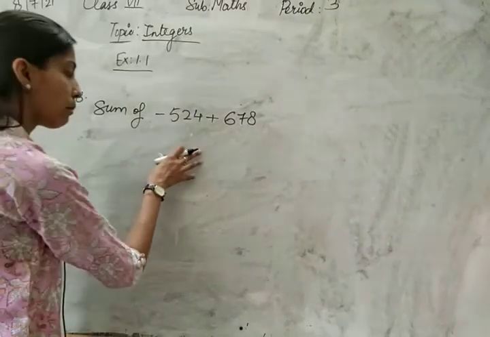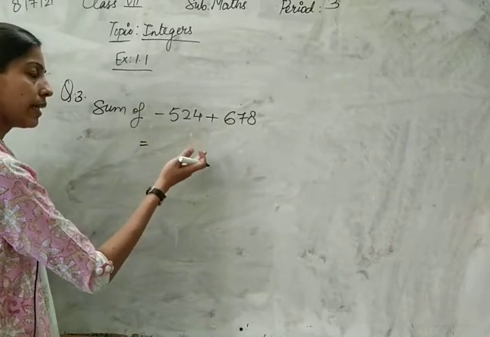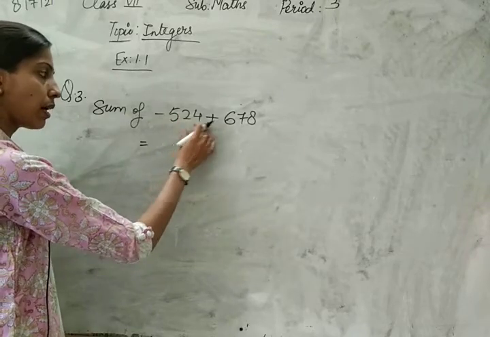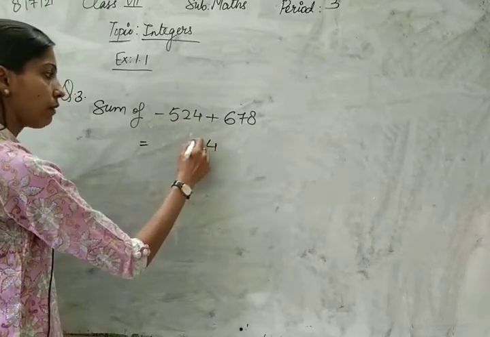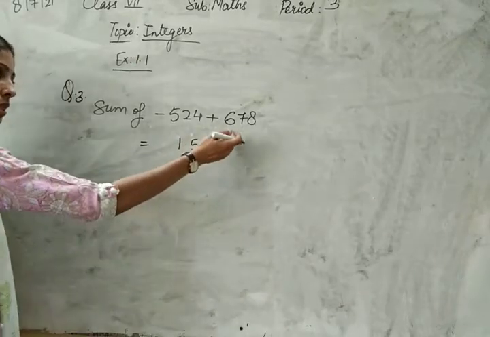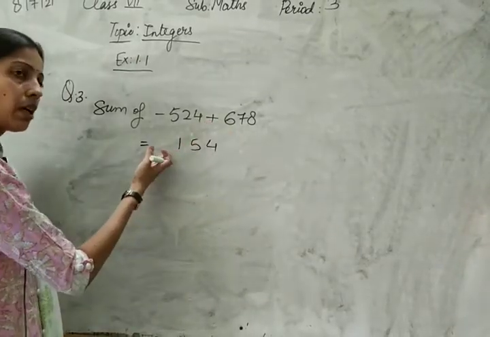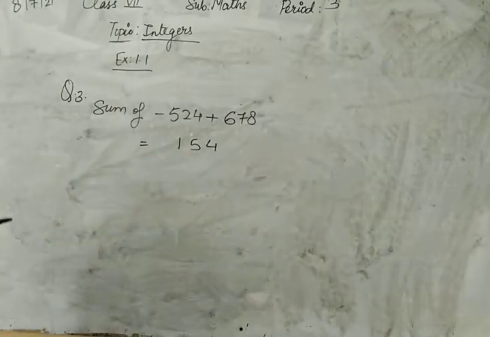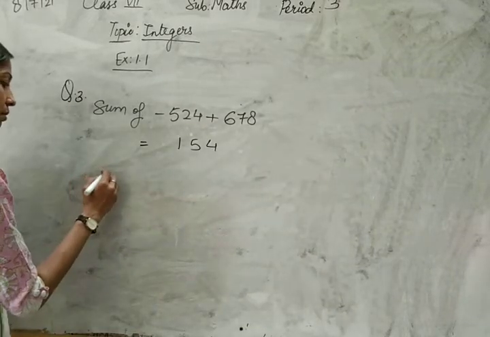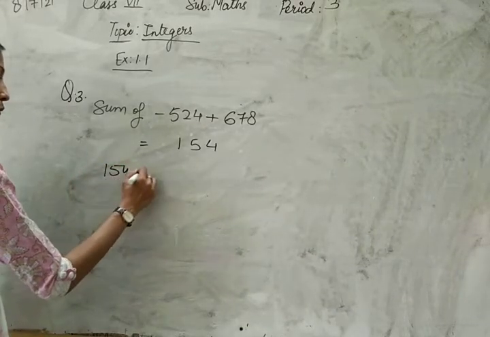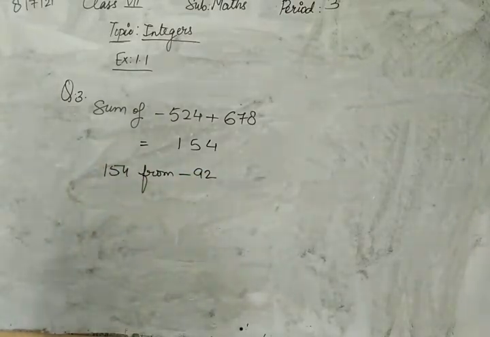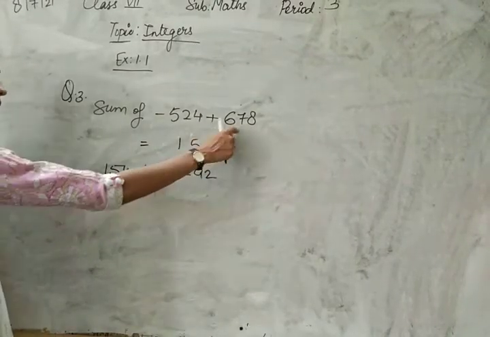First we have to find the sum of these numbers. Again for finding the sum we have to do minus plus minus, so you have to subtract this from this. Answer will be 154 and before 678 there is positive sign, so it will be positive. Now we have to subtract this sum from minus 92. We have to subtract 154 from minus 92. Clear? This is the sum. 154 is the sum of these numbers.